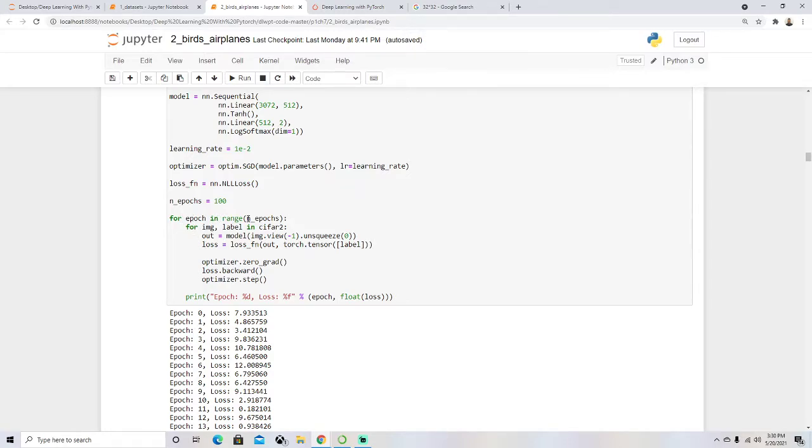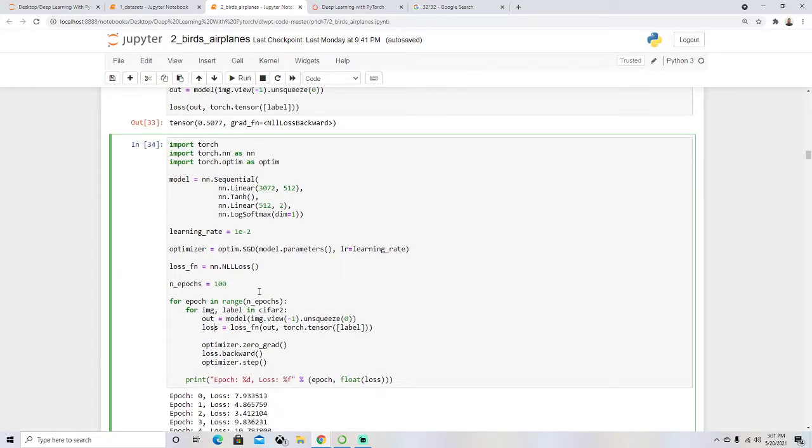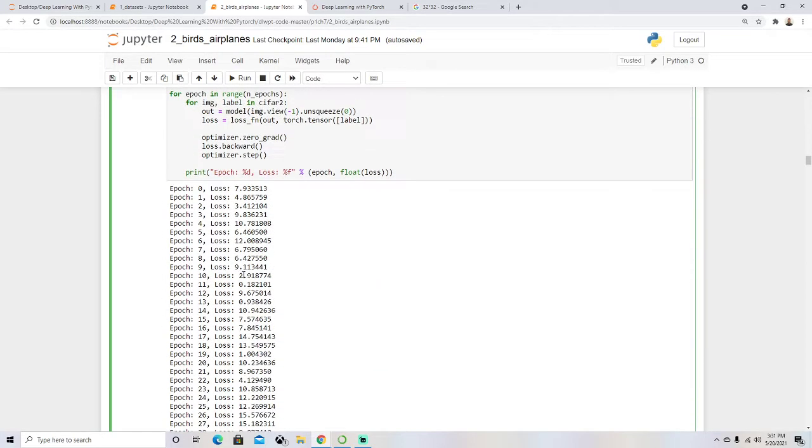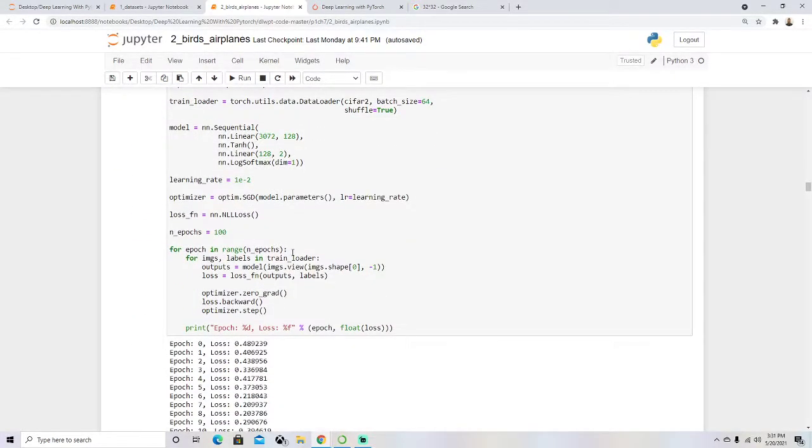For epoch in range of epochs, out equals model, okay, and loss equals the loss function of the out and the torch tensor of the label. So what's the difference between those two? Based on that, it's calculating the loss. For the first one, it's updating the gradients after each epoch. In this one, it's updating the gradients after every 64 images.